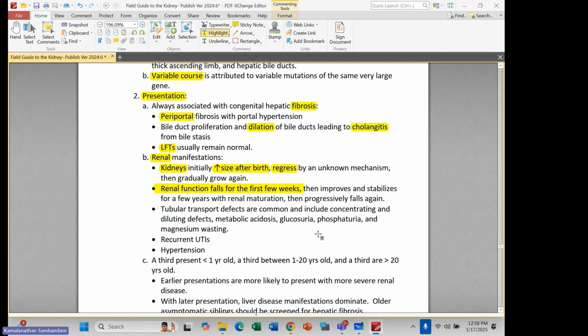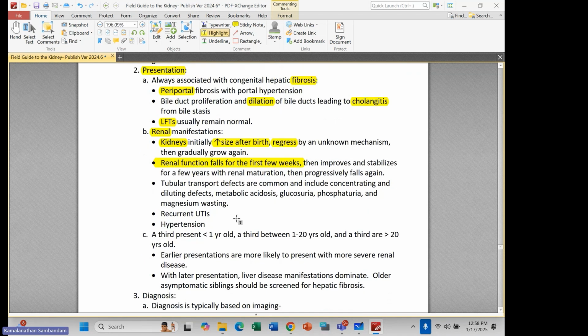Okay, those are the ends of the spectrum of how these ARPKD patients may manifest. Okay, so these individuals could have tubular transport defects, similar to how we reviewed that phenomenon in ADPKD. These individuals can have recurrent UTIs, and these patients can have early onset hypertension.